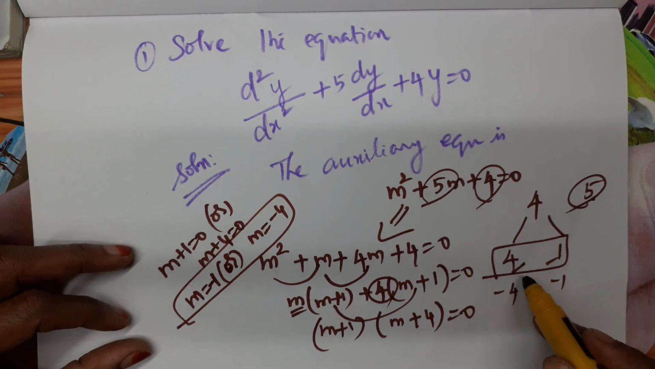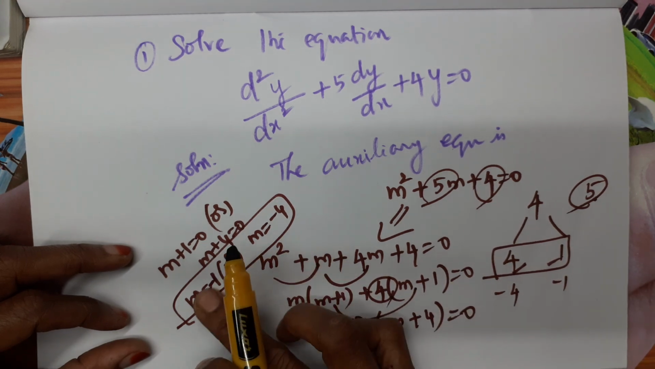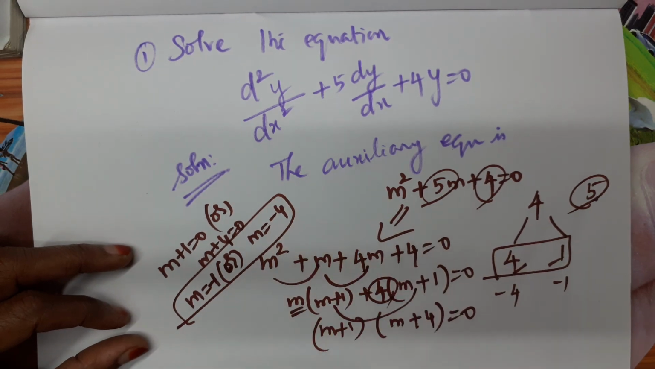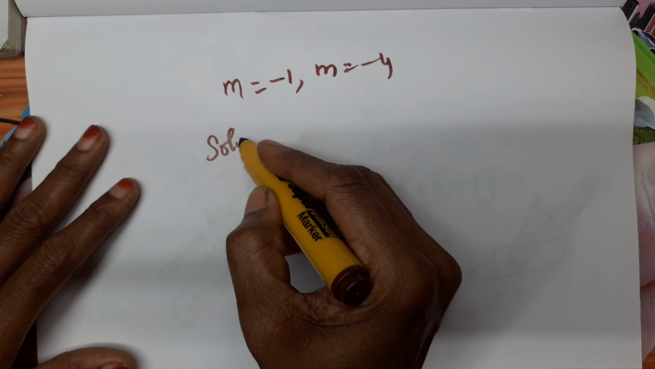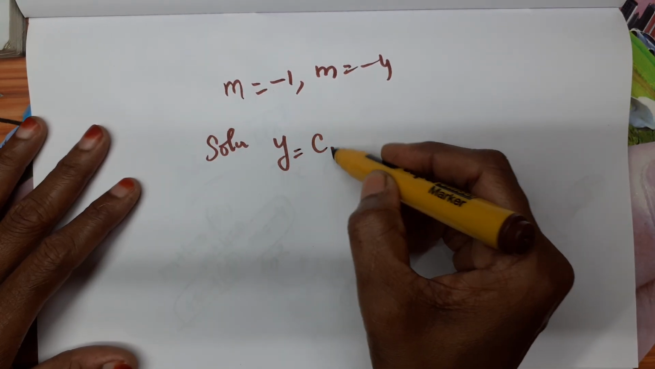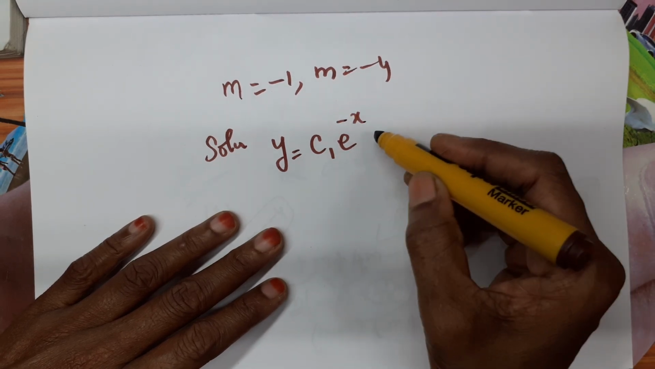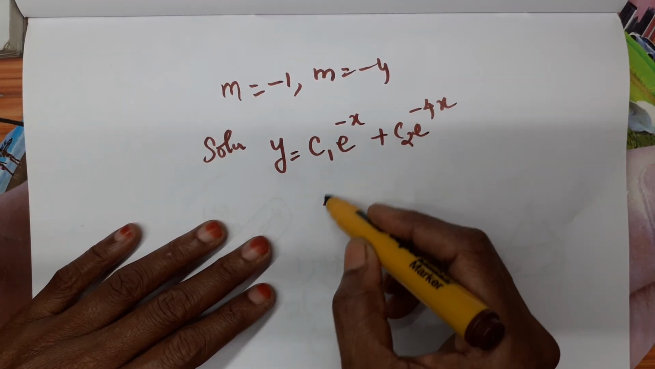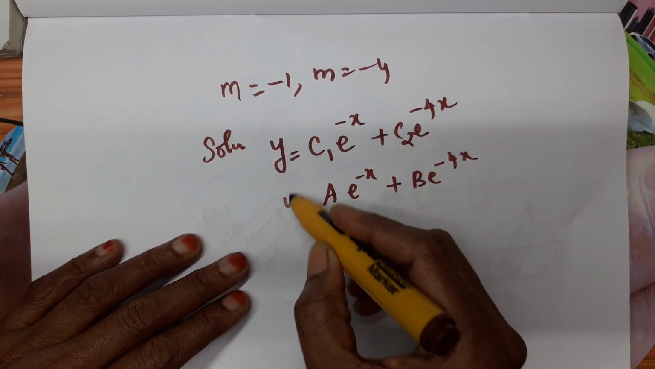From here, if you want to say the roots directly, if it is plus 4 plus 1, we have to give the answer as minus 4 minus 1. Or in this way, we can write the factors and we can find what are the roots. Here both the roots are different. So how to write the final solution? Solution: y is equal to constant c1 e power first root into x, minus 1 into x is minus x, plus c2 second root minus 4 into x. Or I can say a e power minus x plus b e power minus 4x. And this is the final solution.